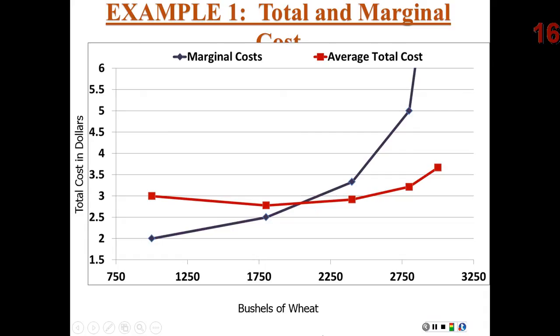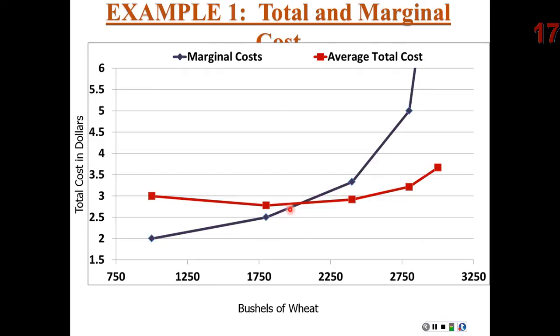Now, you can't really totally see it here, but you can kind of see it, and I want you to think about what is happening to our average total cost curve based on the position of our marginal cost curve. What is happening in terms of how average total cost is changing when marginal cost is down here versus when marginal cost is up here? I want you to think about that for just a second.